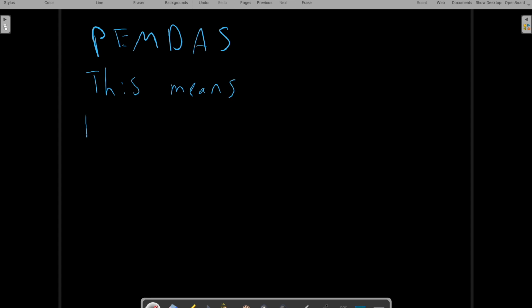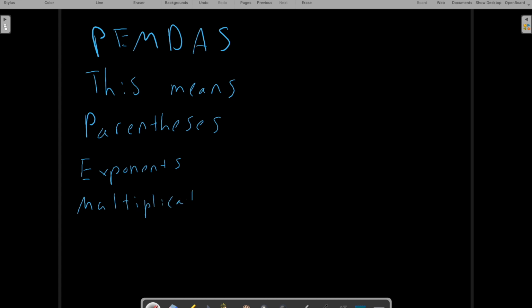it's an acronym, right? So the P stands for parentheses. The E stands for exponents. The M and the D sort of get grouped together, and we'll explain that in a second. And that's multiplication and division. And the A and the S also get grouped together, and that's addition and subtraction.